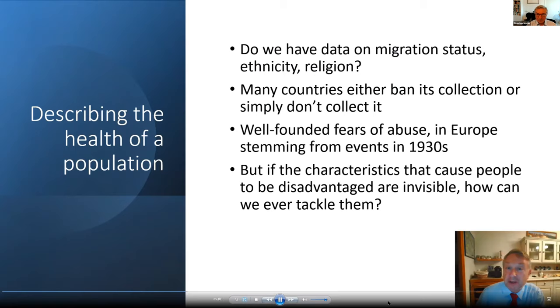But I would argue that if the characteristics that cause people to be disadvantaged, like their migration status or like their ethnicity, are invisible in the data, how can we ever tackle them? I think this is going to be a crucial issue going forward, particularly as we see that minority ethnic populations and migrants suffered so much more during the pandemic. And yet, in many countries, that was effectively unseen.